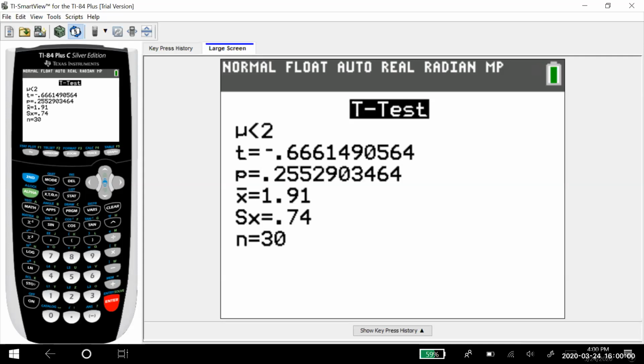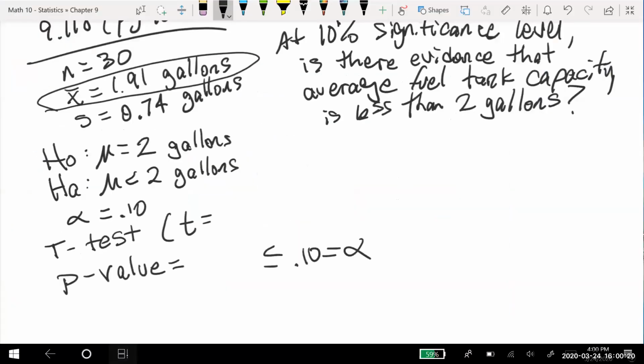All right, so let's see. I have a T of negative 0.666 and a P value of 0.2553. All right, so let's go back to finish our write-up.